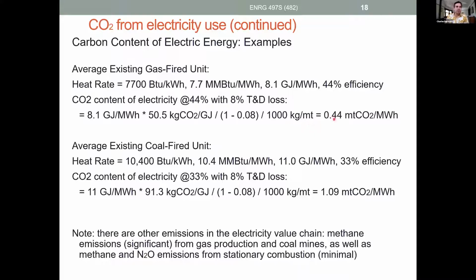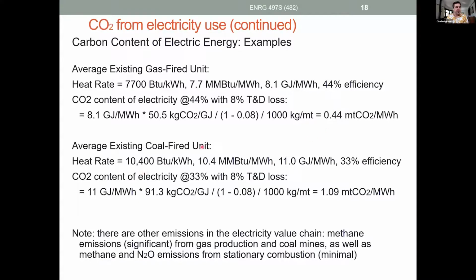So we can see that we have 0.44 metric tons of CO2 per megawatt hour. And don't get tripped up that this equals the efficiency. That's just a coincidence of mathematics. You can't just take the efficiency of a power plant and say that's what its carbon content is.